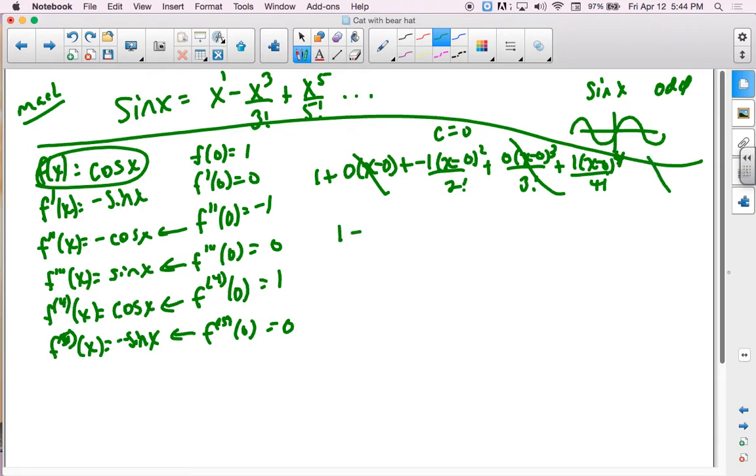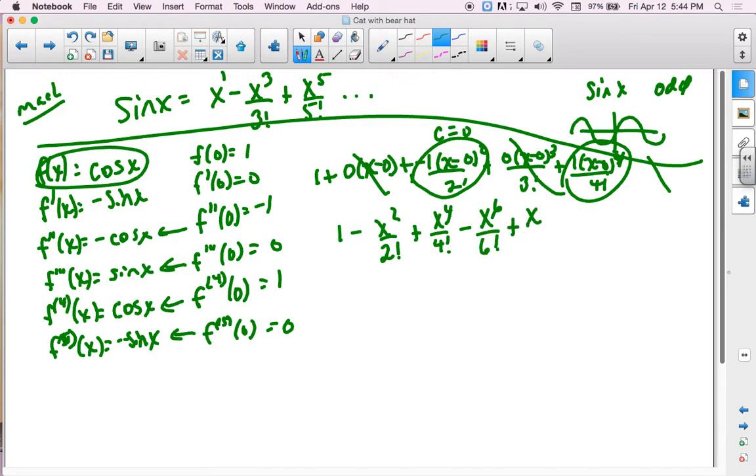So I have 1 minus, this is going to be x squared over 2 factorial. This one's going to be 1x to the 4th over 4 factorial. Guess what the next one's going to be? Minus x to the 6th over 6 factorial plus x to the 8th over 8 factorial. I'm not going to graph it, but that will approximately equal cosine. In fact, if I go dot, dot, dot forever, it will equal cosine.